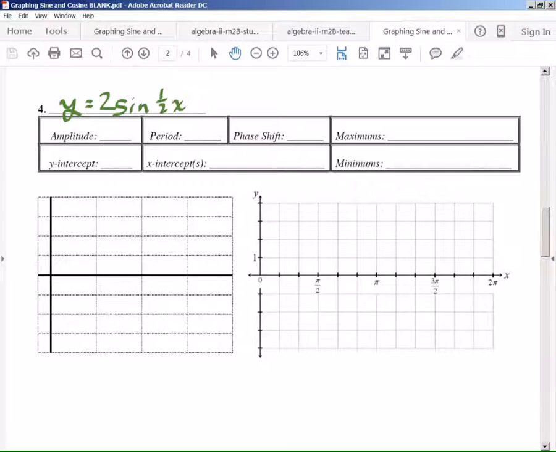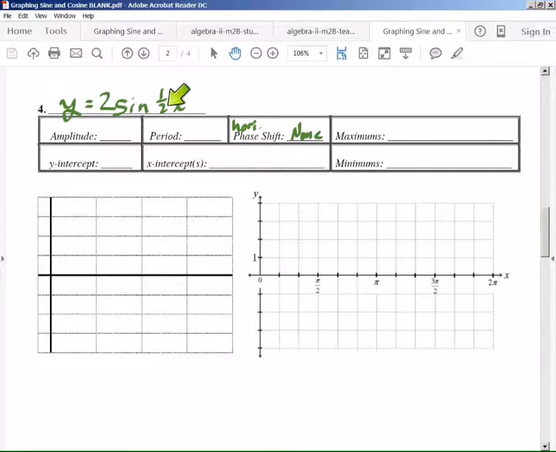All right. Which letters do we not have up here? There's no K and there's no H. So there's no shifting. There's no phase shift. The phase shift is a horizontal shift. We'll call it a hori shift. All right, so that's none. Hori is short for horizontal. Okay, now what about my period?